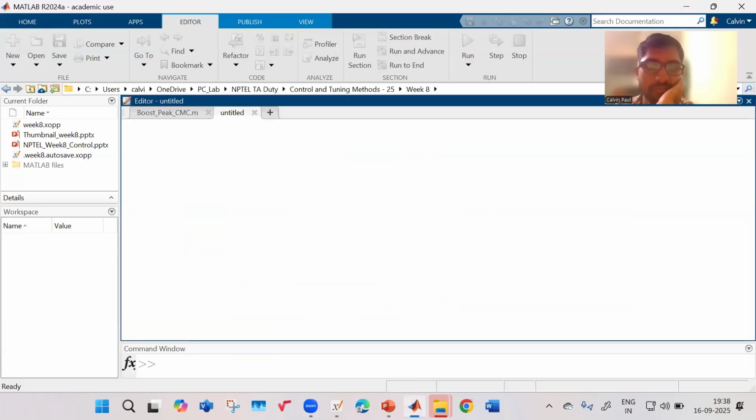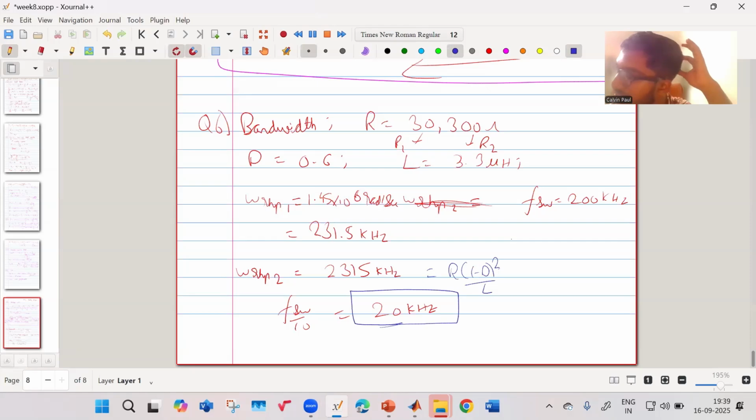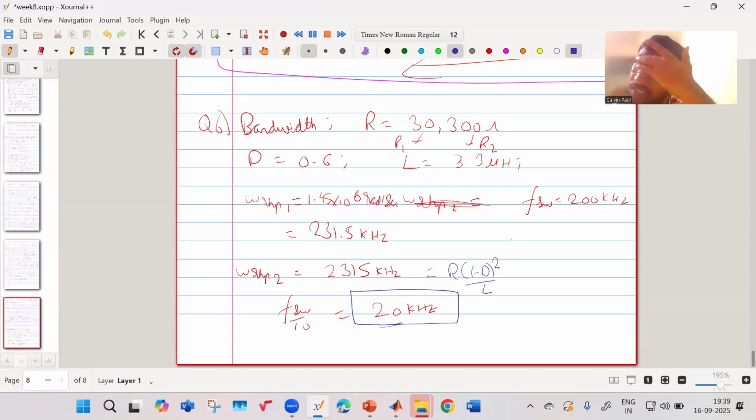Sir, 2315, how to get that value? How did he get 1.45 into 10 power 6? Okay, I have not checked it. He told it is this formula, right? Yes, sir. Okay, so it was 1.45 into 10 power 6 in radians per second. Then you asked to tell me in hertz. So you have to divide by 2 pi if you want it in hertz. Okay, sir.